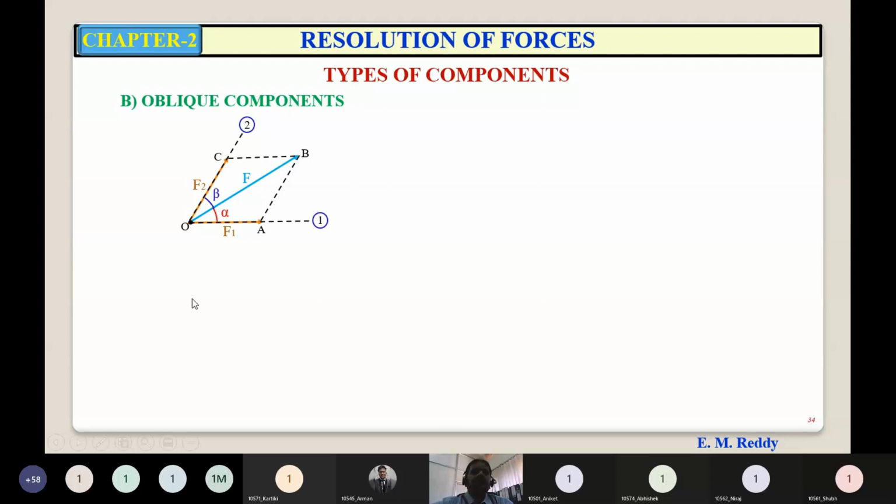Okay. Now, what is the angle made by F2 with respect to line 1? Angle made by F2 with respect to line 1. It is alpha plus beta, right? So here OC is equal to AB. So I can say AB is F2, and the angle made by F2 with respect to line 1 is alpha plus beta.